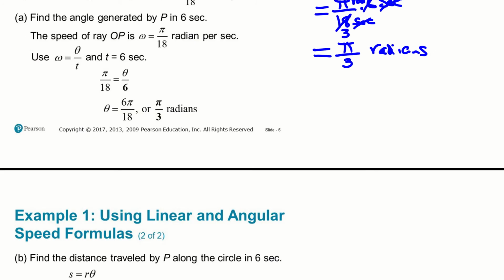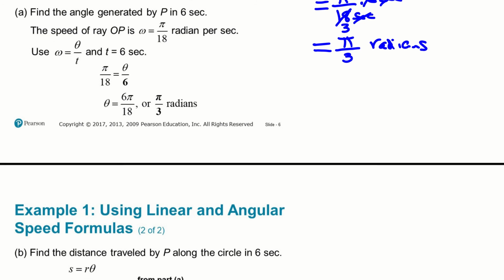Now take a look at the second part of this problem, which wants you to find the distance traveled by P along the circle in 6 seconds. Go ahead and see if you can do it on your own before you come back to see the solution.